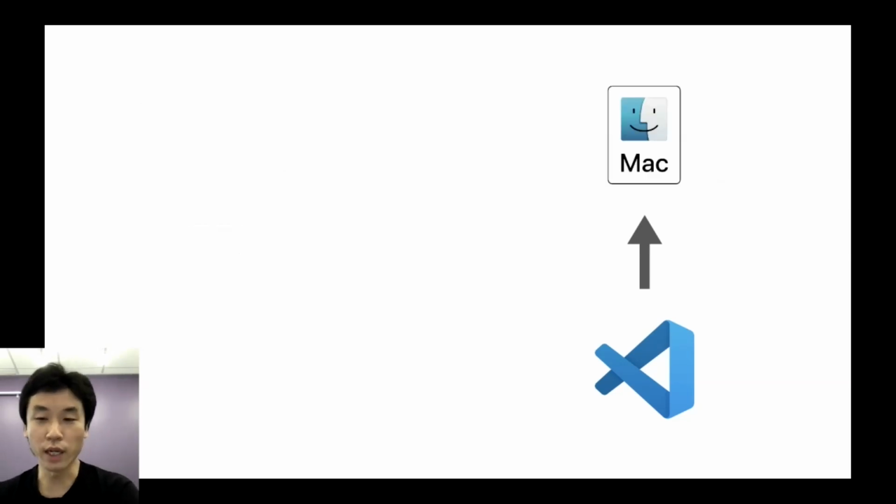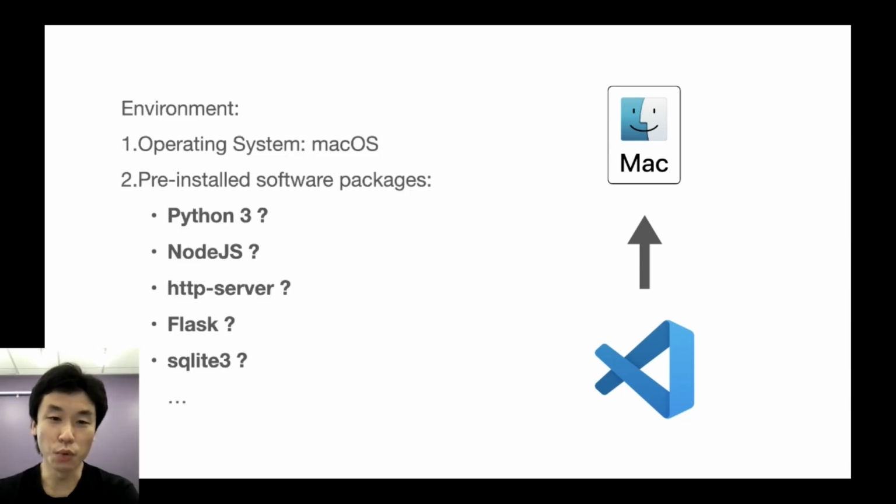Now, what happens when it comes to Mac, if you want to use VS Code on your Mac OS? Similarly, you will want to have the Python library installed on your Mac. You will want your Node.js environment configured on your Mac. You will also want to install HTTP server, Flask, and SQLite. All these software packages are also available on Mac. And once you have all of them installed and configured properly, you can continue to develop on your Mac locally using VS Code.